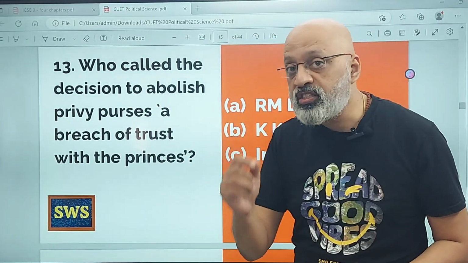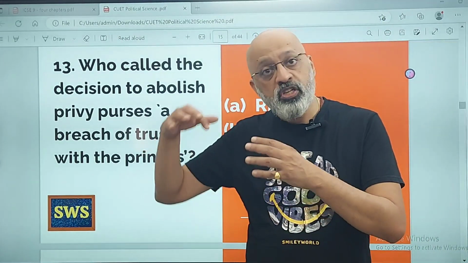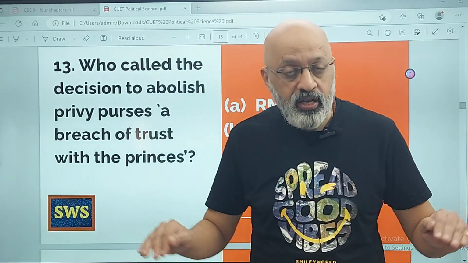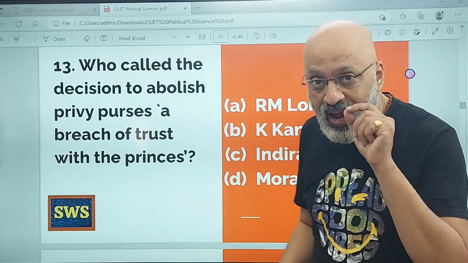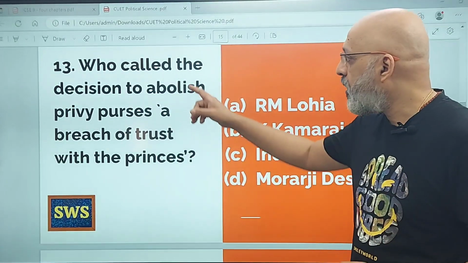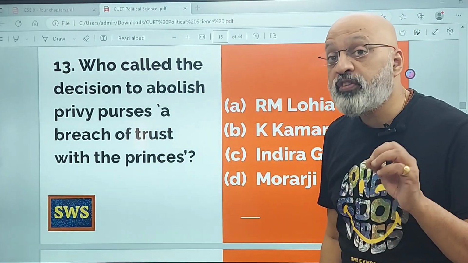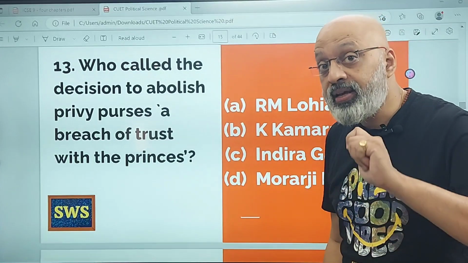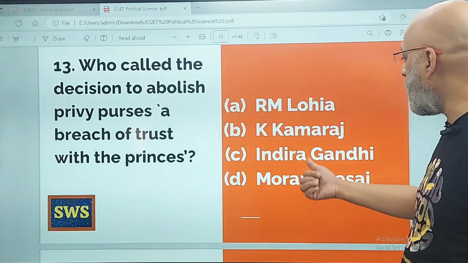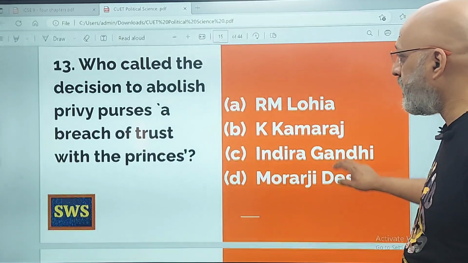So that amount was given. In 1969, she decided to abolish the privy purses, saying that we are a democracy. We cannot have certain people who still behave like they are the Maharajas in the country, right? So everybody is equal. All citizens are equal. So privy purses were abolished. At that time, there was one particular person within the government of India who opposed, who said that the decision to abolish the privy purses was a breach of trust. यानी कि आपने promise किया था, लेकिन अब आप उस प्रॉमिस को तोड़ रहे हैं, राइट? राम मनोहर लोहिया, कामराज, इंदिरा गांधी और मोरारजी देसाई. The correct answer is D, Morarji Desai.